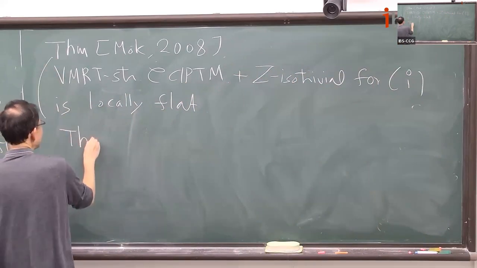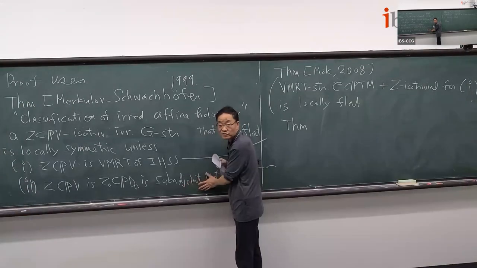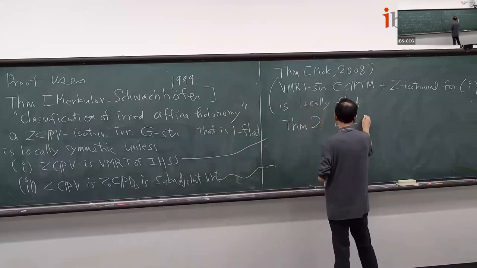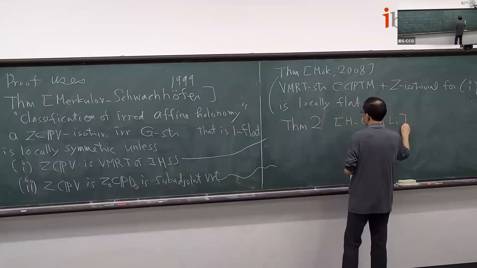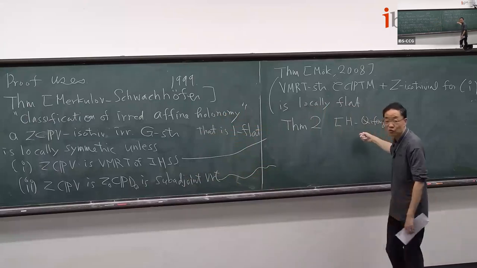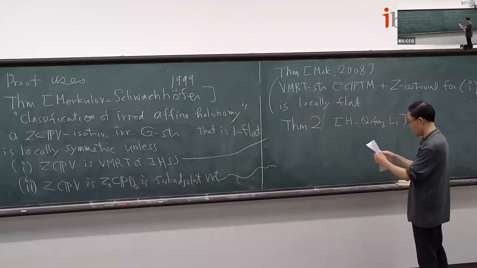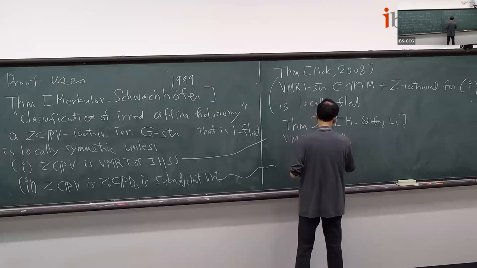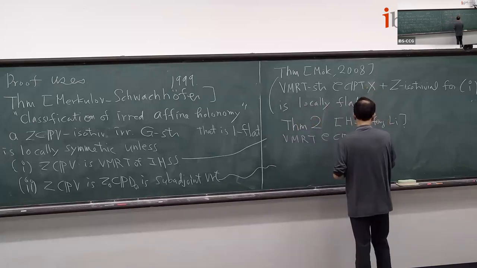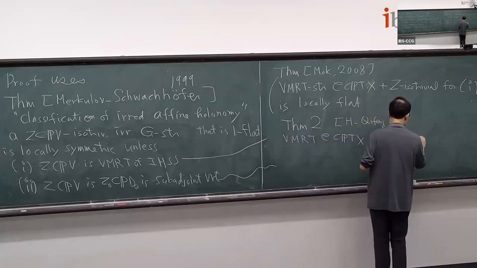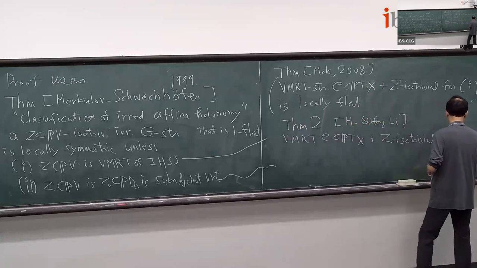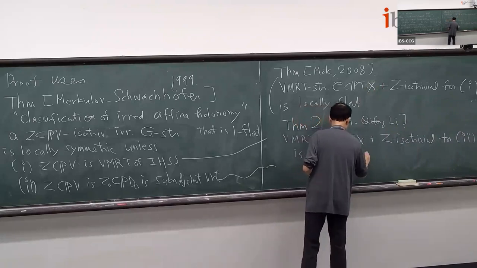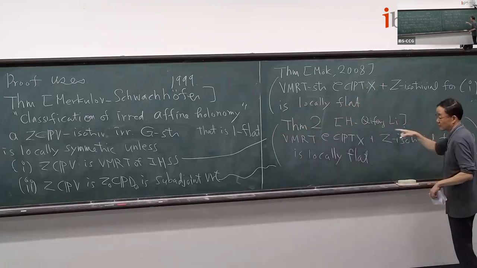So what remains to be studied is the second case, subadjoint variety. What happens in this case? And that's what we proved. So this is our theorem two. In a sense, the essence of theorem one is this theorem two, using this classification, Merkulov and Schwachhöfer. So here it says that our real multi structure on X, where G isotrivial, for the second type of subadjoint varieties is also locally flat. We proved this. This proves theorem one.